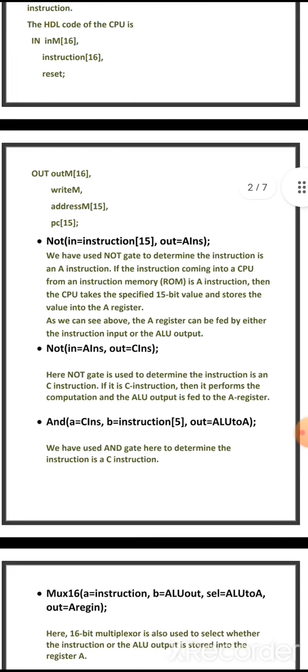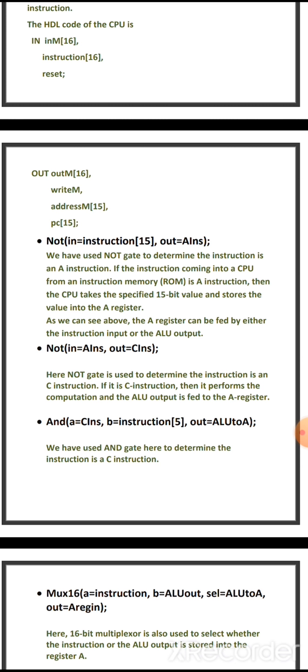First we take the NOT gate, AND gate, and MUX16 gate together. These gates allow the CPU to function and perform specific operations. Firstly, there are two types of instruction coming into the CPU from the instruction memory: A instruction and C instruction. The NOT gate is used here to determine the A instruction.